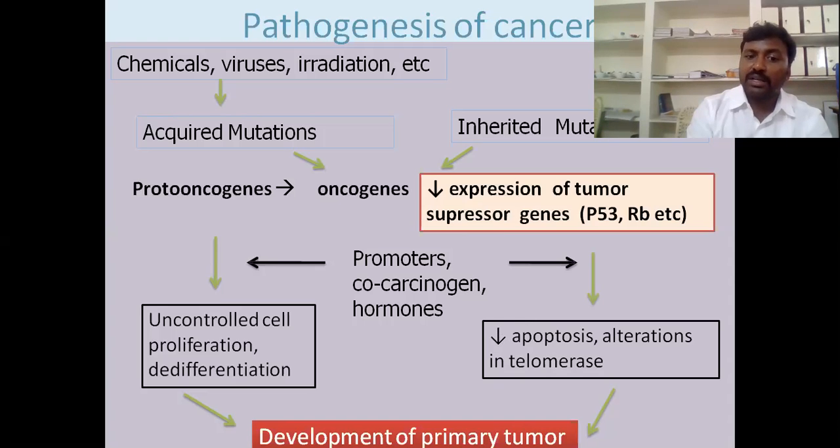Because of this, development of a primary tumor occurs. So these oncogenes promote the co-carcinogens and hormones.